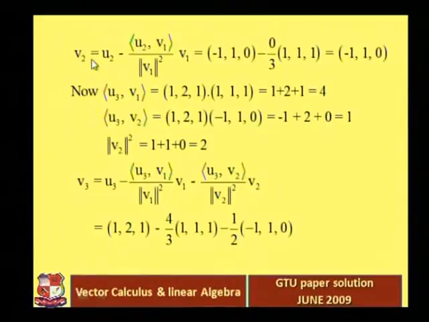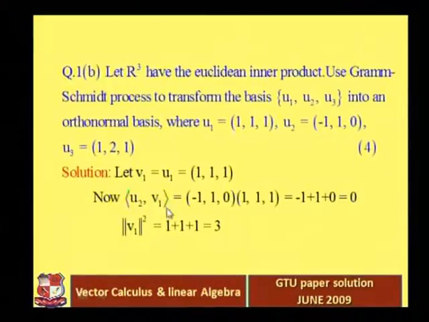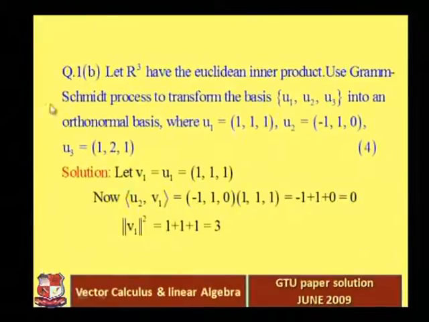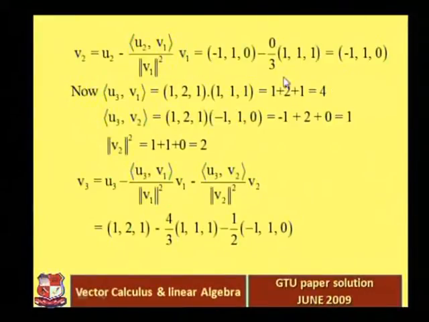Now for V2, put the values of inner product U2 V1 and norm V1 square in this formula. V2 is equal to U2 minus inner product U2 V1 upon norm V1 square into V1, that is equal to (-1, 1, 0) minus 0 upon 3, right? Because inner product U2 V1 is 0 and norm V1 square is 3. So 0 upon 3 into (1, 1, 1), that is equal to (-1, 1, 0).